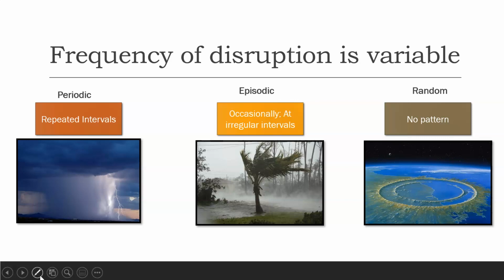We have El Niños and La Niñas, which are on a 2 to 7 year cycle, so it feels regular, but in reality it's pretty irregular intervals. Or it could be something completely random, like an asteroid. Those don't happen very often, thankfully, and there's no real pattern to them.